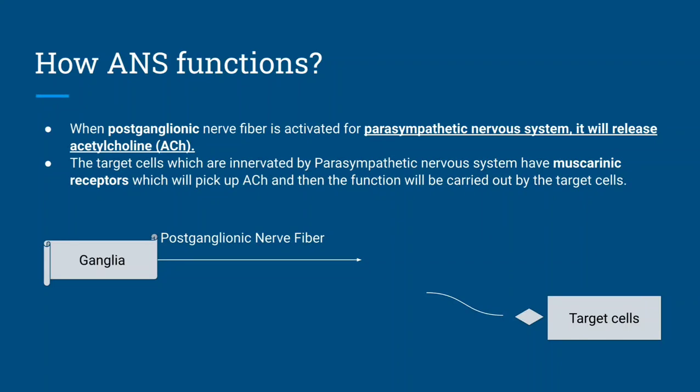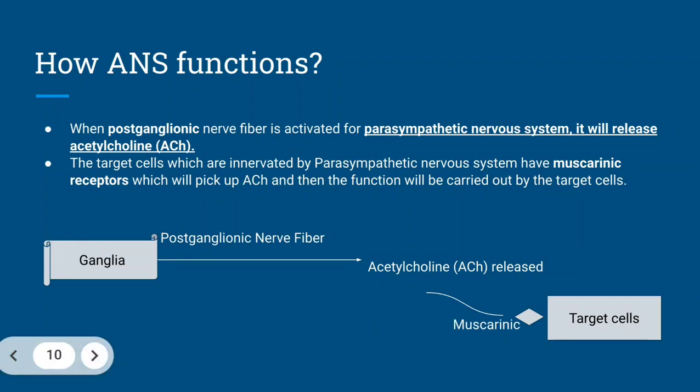The target cells, which are innervated by the parasympathetic nervous system, have muscarinic receptors. Imagine, in the ganglia, the acetylcholine is picked up by the nicotinic receptors, but in the target cells, the nerve fiber is going to release acetylcholine again, but the target organs are going to have muscarinic receptors, which will pick it up, and then those cells get activated and the functions are carried out.